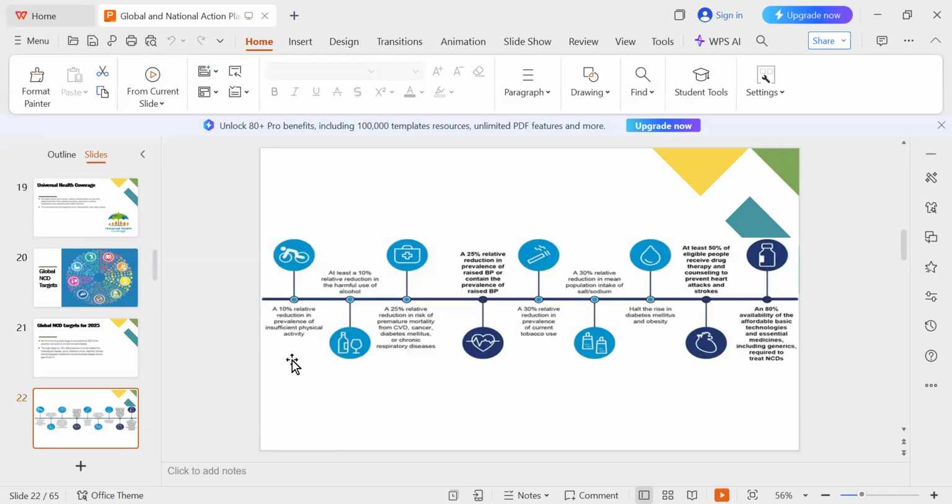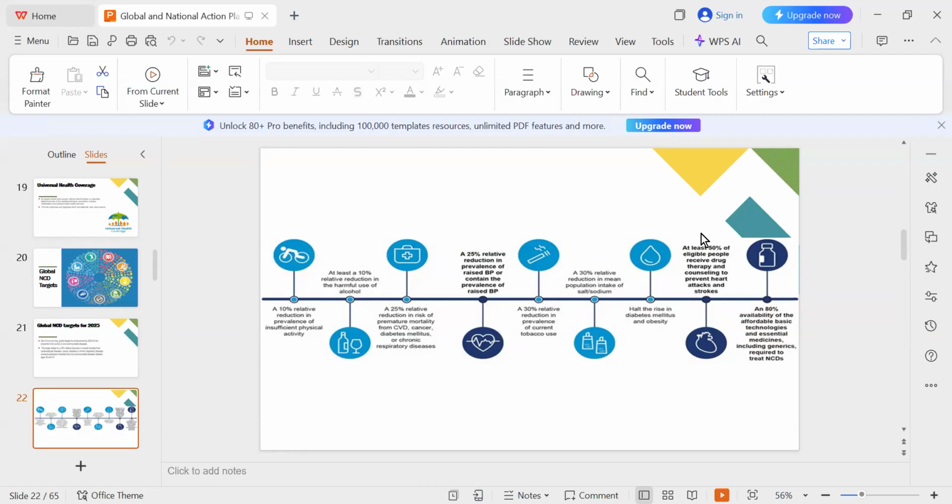These are the 9 targets. A 10% relative reduction in prevalence of insufficient physical activity, at least a 10% relative reduction in the harmful use of alcohol, a 25% relative reduction in risk of premature mortality from CVDs, cancer, diabetes mellitus, or chronic respiratory diseases, a 25% relative reduction in the prevalence of raised BP or the contained prevalence of raised BP, a 30% relative reduction in prevalence of current tobacco use, a 30% relative reduction in mean population intake of salt or sodium, halt in rise of diabetes mellitus and obesity.